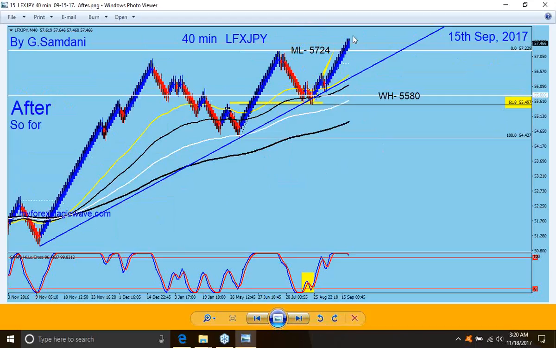So what happened to this chart? Exactly what I said. It went up even a little bit further, and usually it does. If you pull the fib from here to here, it usually goes to 1.27 as the first target and 1.618 as the second target. So it went up nicely.